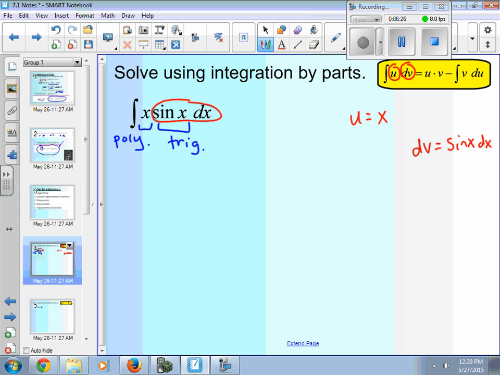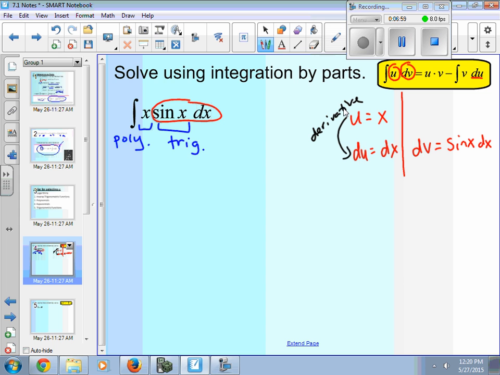Okay, so we have two things we're going to do now. On the left side, we need to figure out what du is going to be. To find du, that would be finding the derivative. So the derivative of u would be 1 du, and the derivative of x would be 1 dx.